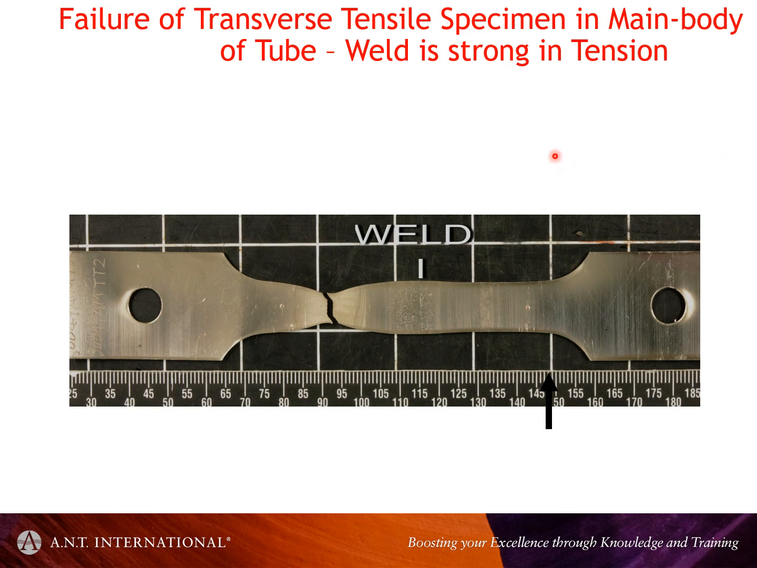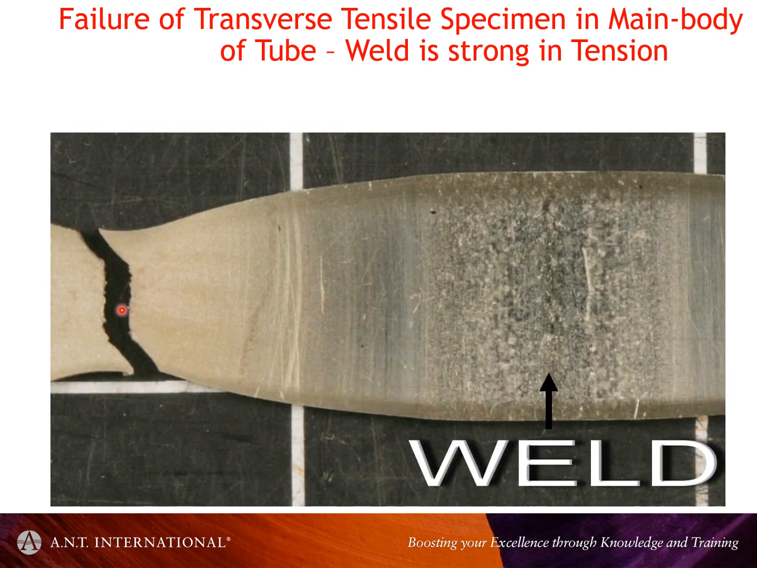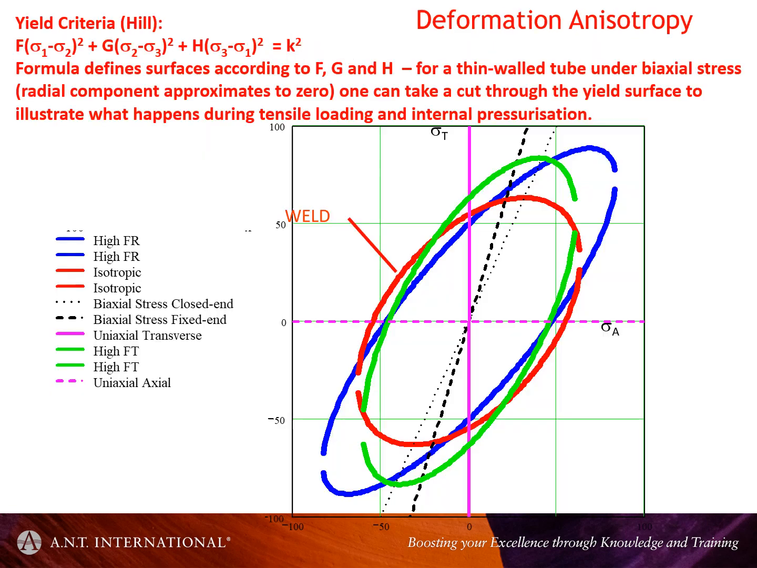However, if you take a tensile specimen and you pull the material, make the tensile specimen to include the weld, and you do a tensile test, the failure doesn't occur in the weld. The failure occurs in the main body. So the weld is actually stronger than the main body when it comes to a uniaxial tensile stress. And this is a great way of illustrating Hill's anisotropy.